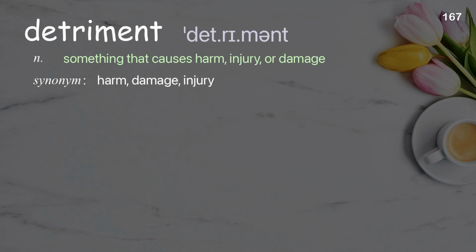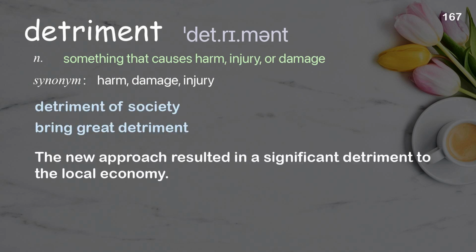Detriment. Something that causes harm, injury, or damage. Examples: detriment of society. Bring great detriment. The new approach resulted in a significant detriment to the local economy.